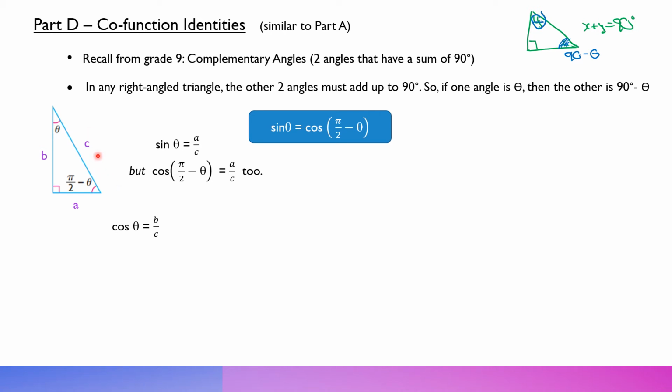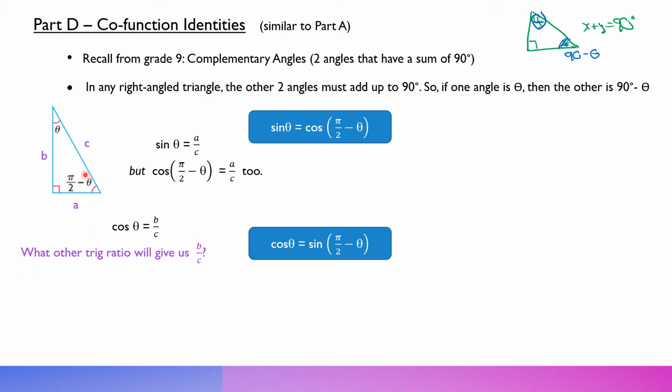Now let's look at cos. Up here, this angle, using the letters, cos is adjacent over hypotenuse, so cos of theta is B over C. Up here we did sine of theta, but now we're doing cos of theta, which is B over C. How else could I get a B over C using this triangle? It's going to be with the cofunction, sine. Sine of this angle is opposite over hypotenuse, also B over C. So here's another cofunction identity.